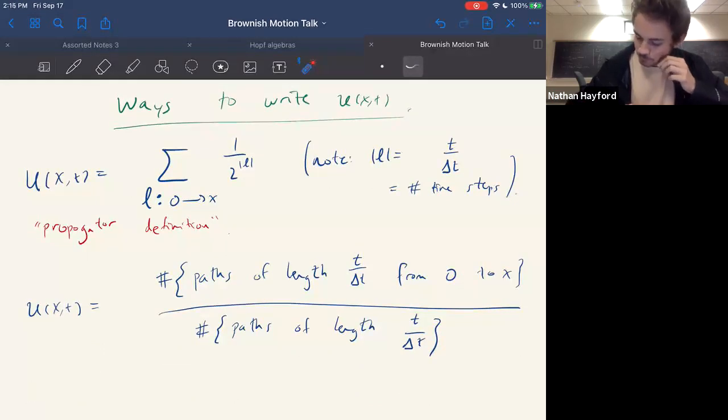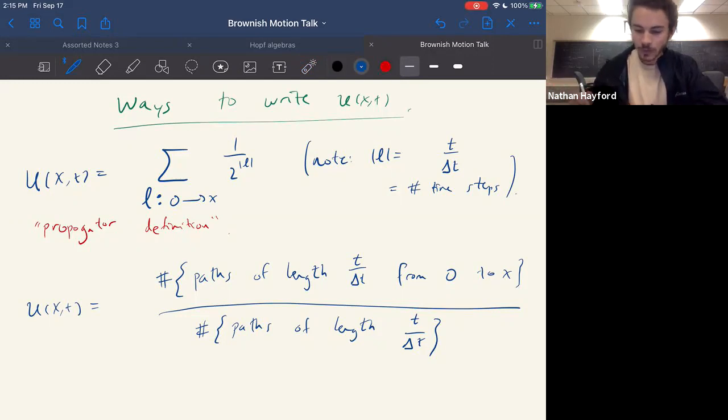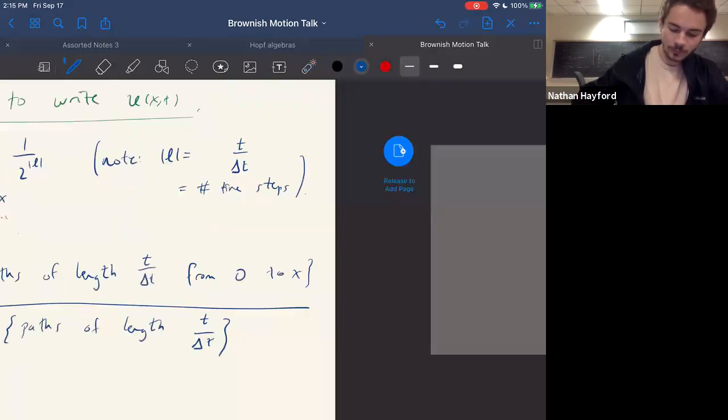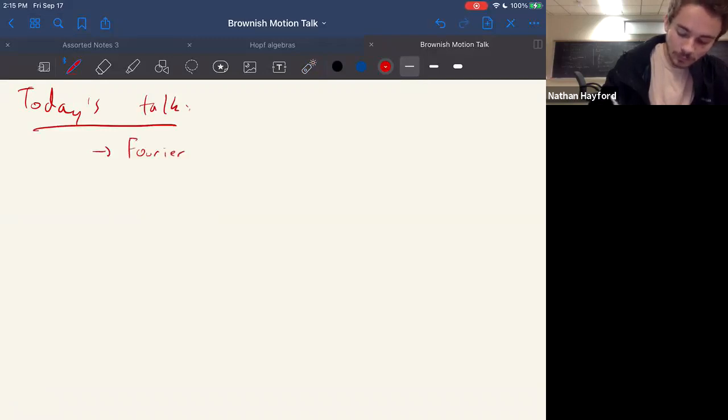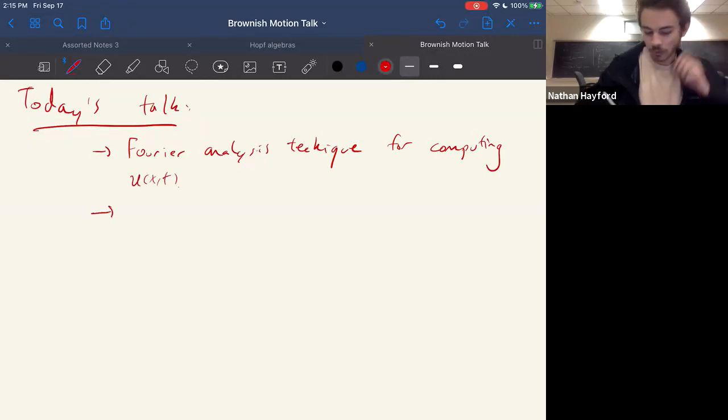So we want to eventually be able to compute u of x and t explicitly, or as explicitly as possible. And there are standard ways to do it. Actually, the combinatorics here isn't too hard, but there are a couple of things I want to talk about. So today's talk will contain, I'll call it a functional and Fourier analysis way, maybe is a better way to put it, for computing u of x and t. So that's one thing I want to talk about.